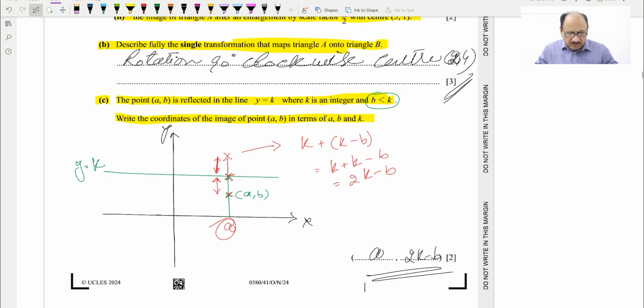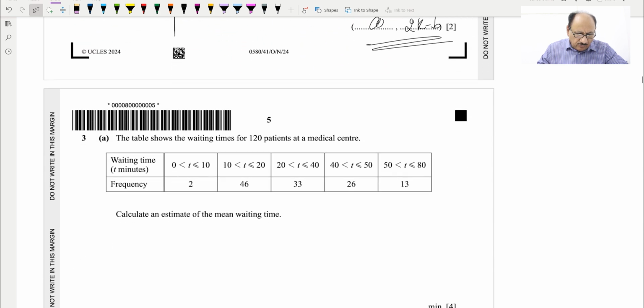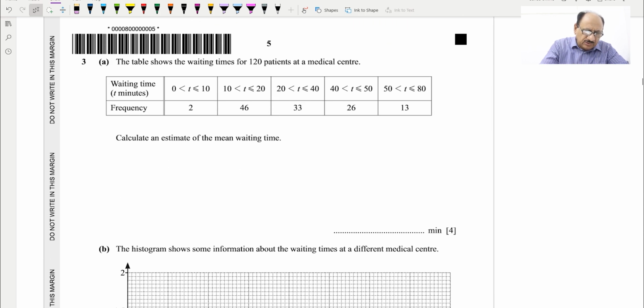Hopefully you understood this. I've drawn this drawing, and if you focus on the drawing it will be very helpful to understand this. Now we can move to the next. Next is question number 3, part a. It says the table shows the waiting times for 120 patients at a medical center, this is the waiting time t in minutes, and this is the frequency.